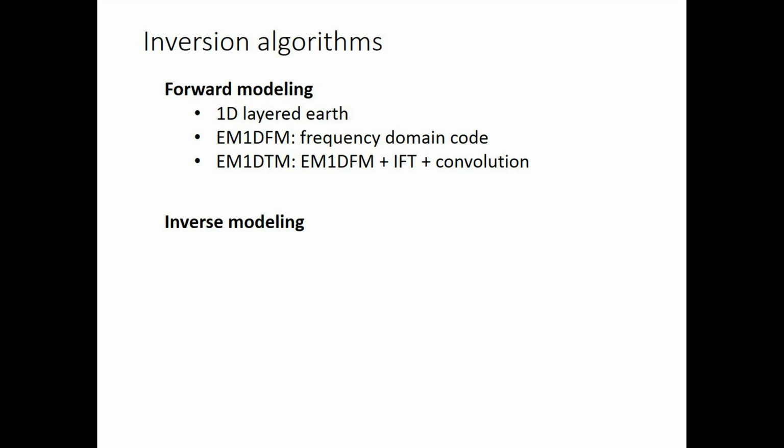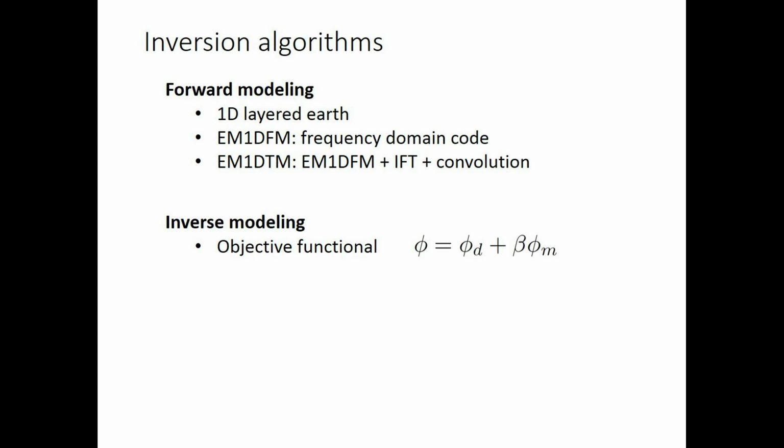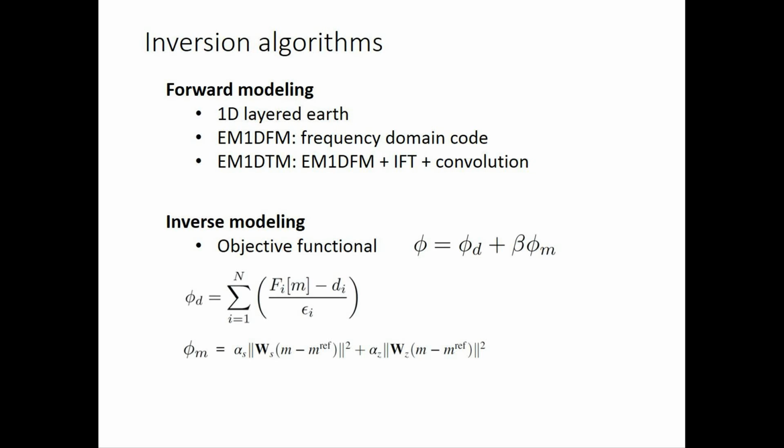For the inverse modeling, we minimize this objective functional, which has a data misfit term. We measure the size of the difference between the predicted data and the observed data, and this little term is the standard deviation, or uncertainty, in the data. At the same time, we want to minimize the structure in the model. So we just want the model to be as simple as possible. This is the L2 norm here.